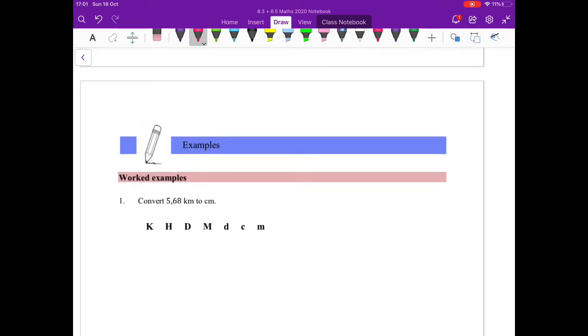So we have to convert 5,68 kilometers to centimeters. The first thing I would do, I've already put it here for you: King Henry died miserable death called measles. This should have actually been a small letter m. So I see I am going from kilometers to centimeters. I'm going in that direction, so I'm going to multiply. I like to call these little bunny hops. So how many hops do I have? 1, 2, 3, 4, 5. Five bunny hops.